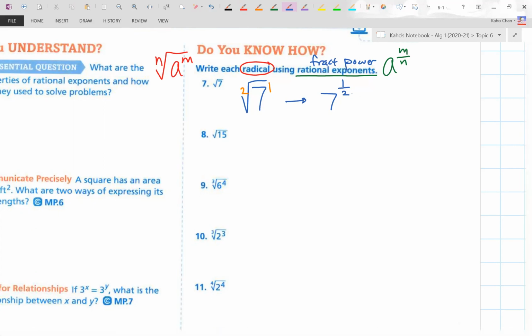We're going to do the same for all these other ones. We're going to find our hidden power right there and a 2 right there. Let's convert. This becomes the base 15 to a fraction power. The power is on top, and the root or the index is on the bottom. Ladies and gentlemen, square roots are 1/2 powers. Something to remember: any time you see a square root, think of a 1/2 power. That is the answer.